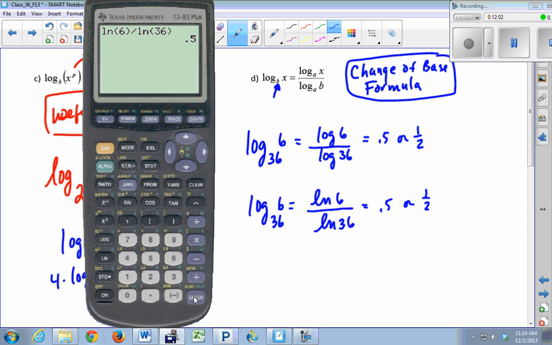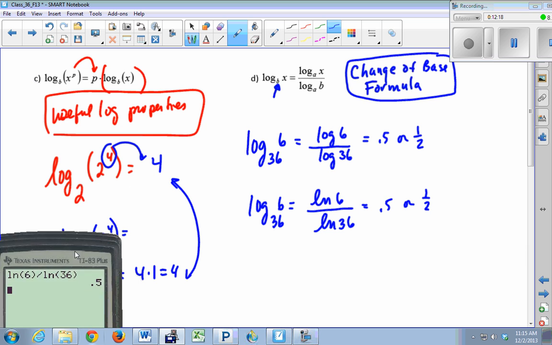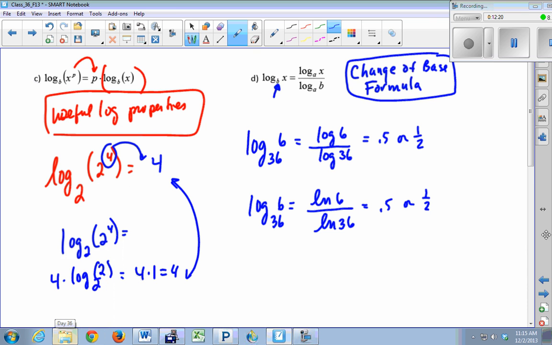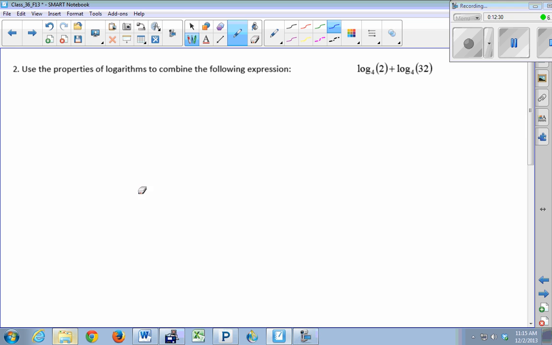So you can pick your favorite base, either the common log or the natural log, and that way, no matter what log you're given to evaluate, you can use your calculator to do it. So this change of base formula, it's very handy. Those are the only 4 properties we're going to use today. So let's take a look at a couple of examples of using these, and then I'm going to give you the whole rest of the period to work on an activity.